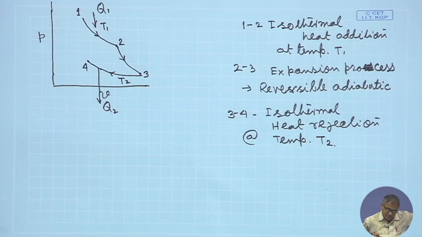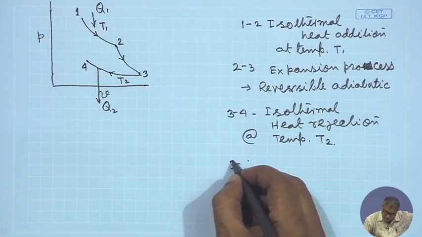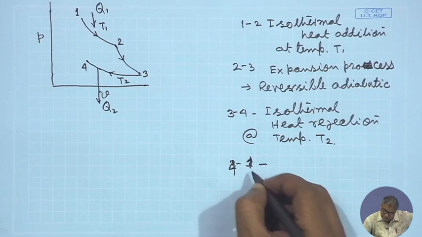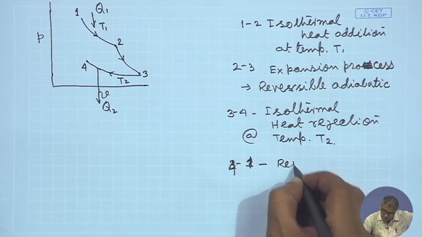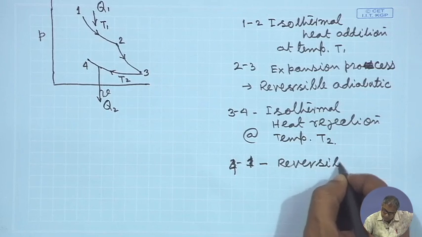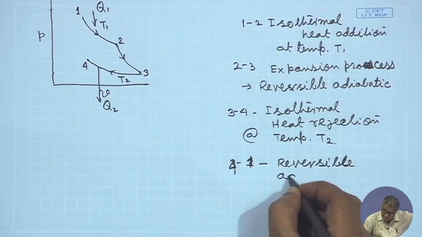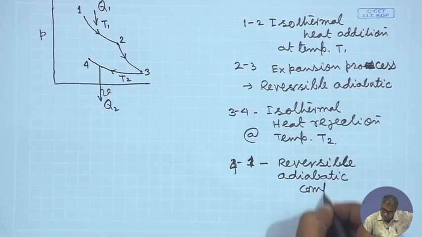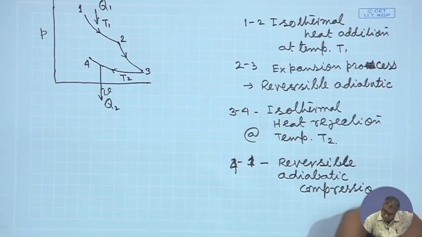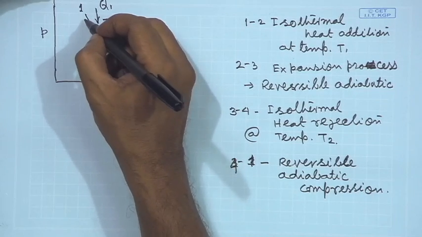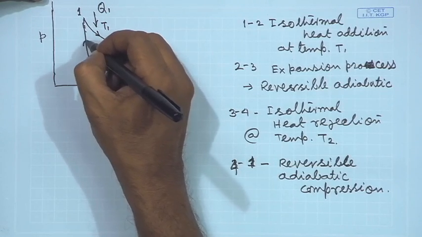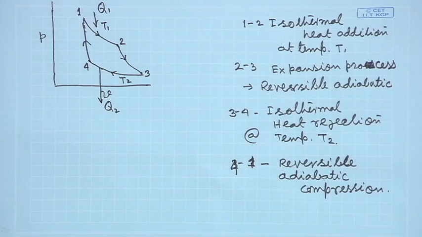That means, if there is a temperature difference, I cannot go for any heat transfer. So, 3 to 4, sorry, 4 to 1, that will be a reversible adiabatic compression. It is a compression process because by this process we are having some sort of elevation in temperature. So, 4 to 1 will be the reversible adiabatic compression.